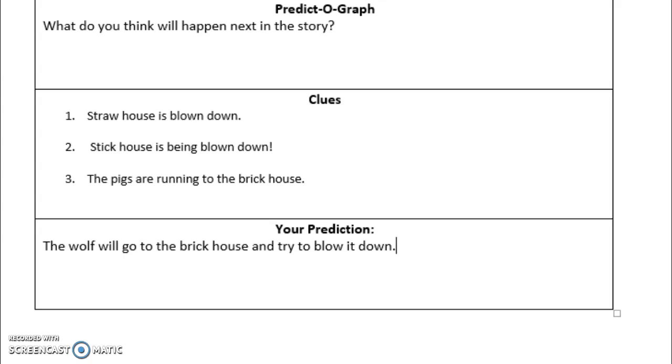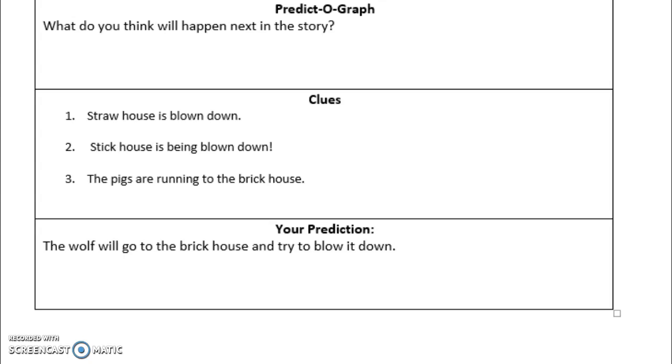So there is my predictograph. We have at the top part there, what do you think will happen next in the story? We figured out our clues. We were detectives, and I typed up some clues there. And then at the bottom, I made that prediction. The wolf will go to the brick house and try to blow it down.